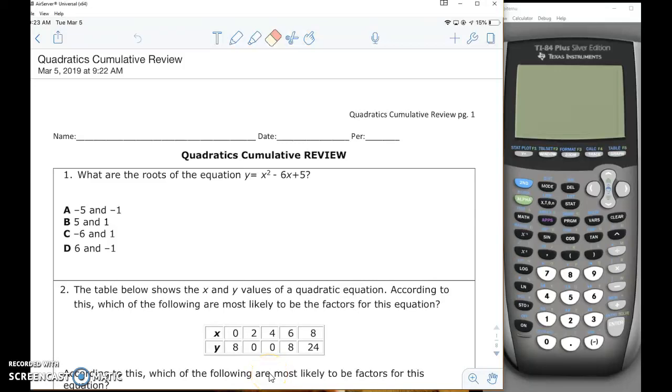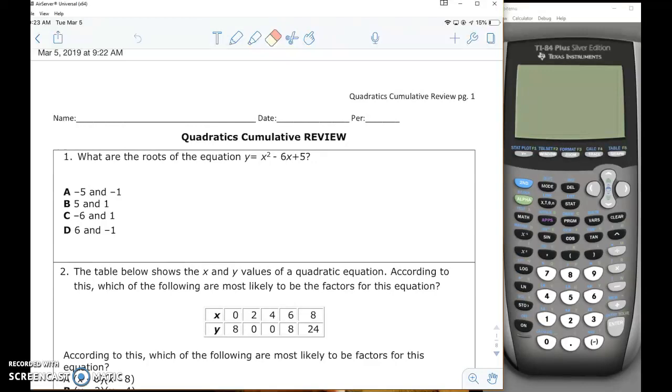This is the review for the quadratics cumulative exam. We will be going over everything we've talked about regarding quadratics and parabolas. Number 1 says, what are the roots of the equation y equals x squared minus 6x plus 5? Remember that roots means the same thing as x-intercepts.